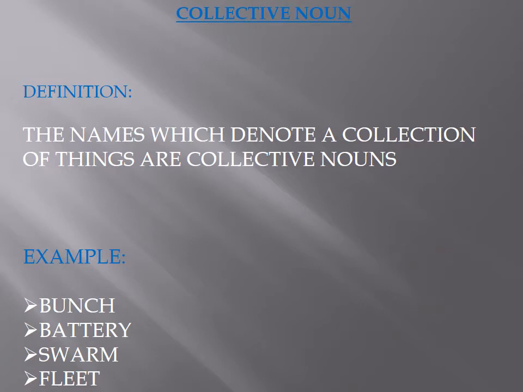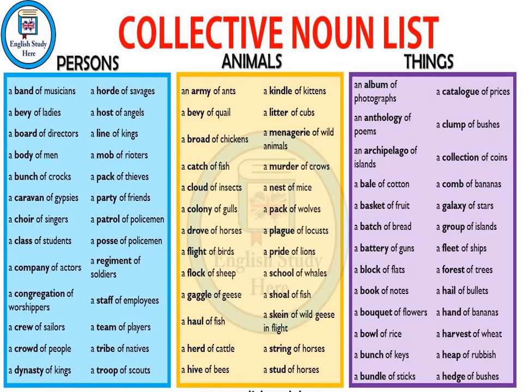Collective noun, we know the definition. It denotes a collection of things and the examples are bunch, battery, swarm, fleet. I'm having a list of collective nouns for you. This is very important, students. Please go through it and learn it.